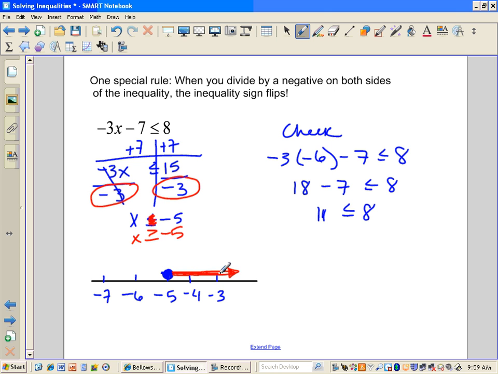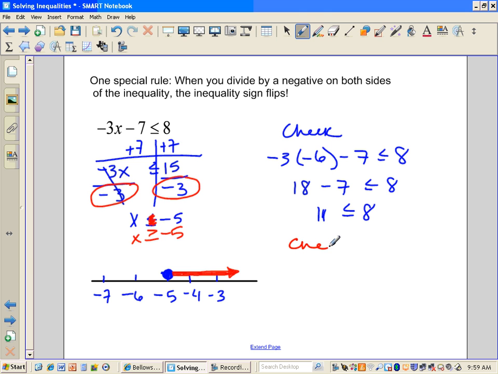Part of this, you can sort of think of it like in English, they always say you can't have a double negative. You don't want to say, I'm not going to the store. Does that really mean you're going to the store? Okay? So this very special rule, when you divide by a negative on both sides, to make sure it works, you have to flip the inequality.